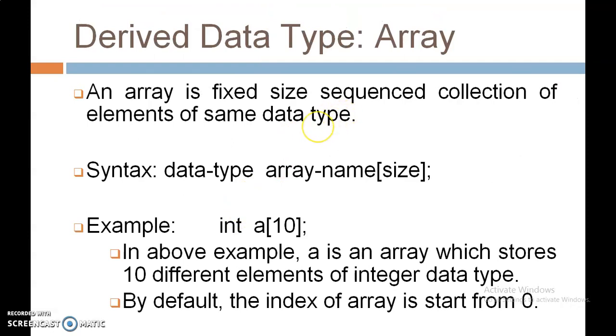The next data type is the derived data type, in which we will first see the array. An array is a fixed size sequenced collection of elements of the same data type. The syntax to declare an array is data type, array name, square bracket, size of the array. Here is the example: int a[10]. That means a is the name of the array and it stores 10 different elements of integer type. By default, the index of the array starts from 0.